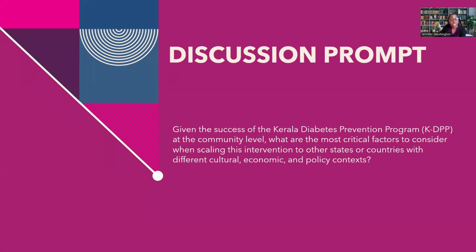So here we have a discussion prompt. Given the success of the diabetes prevention program at the community level, what are the most critical factors to consider when scaling this intervention in other states or countries with different cultural, economic, and policy contexts?